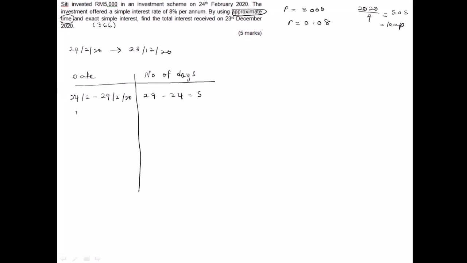Approximate time is where we assume all months have 30 days. So 24 February until, even though 2020 is a leap year, because we're using approximate time, we assume February has 30 days. So 30 minus 24, 6. And then March, also 30 days, because we are using approximate time. 30 days in March.